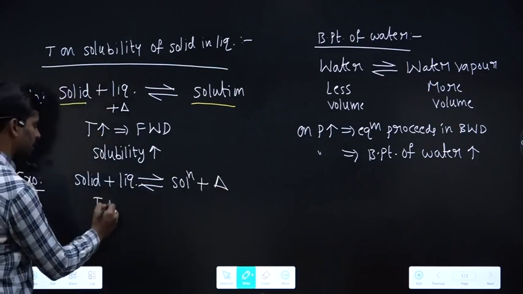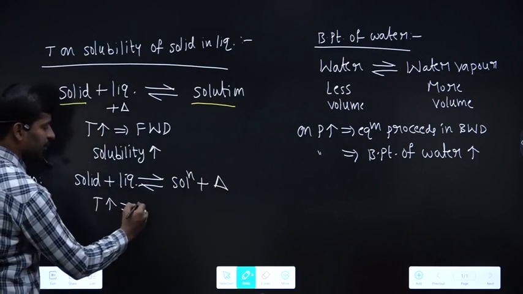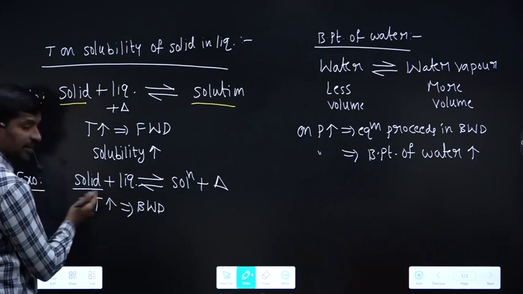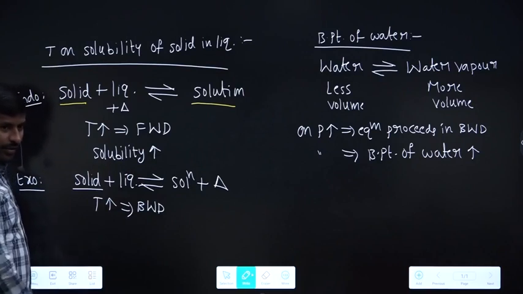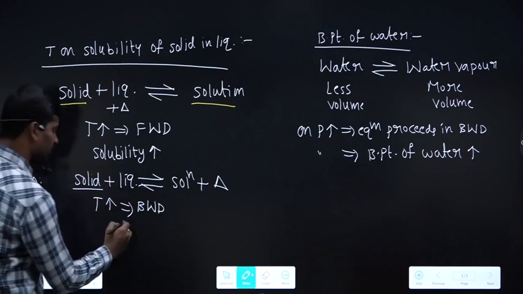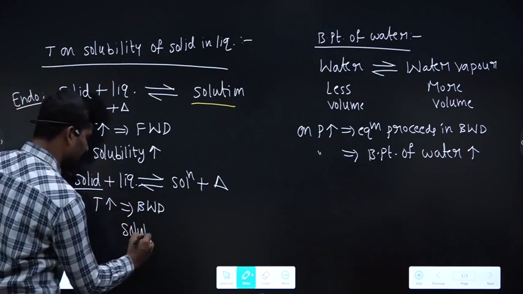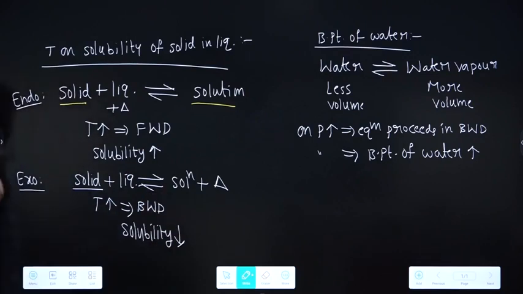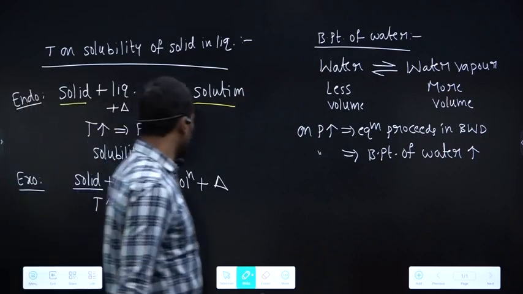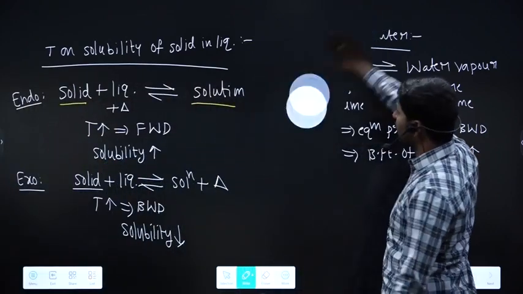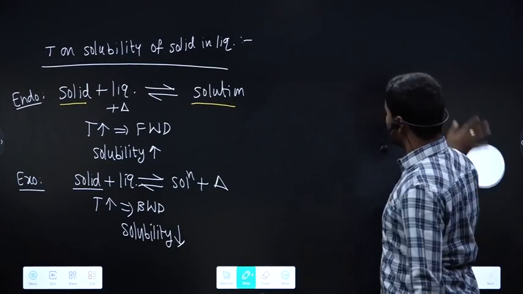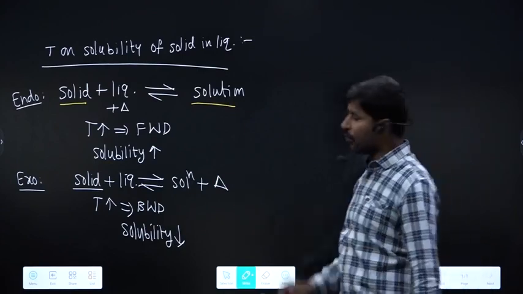Now if you increase the temperature, it proceeds in which direction? Backward direction. Backward direction means solid is separating from the solution. That means solubility decreases. So they may mention whether it is endothermic or exothermic, and based on that you may verify.